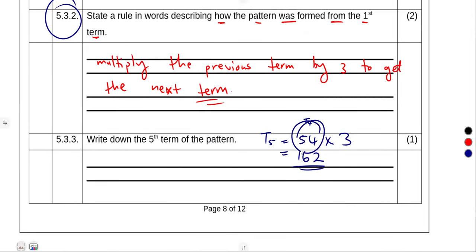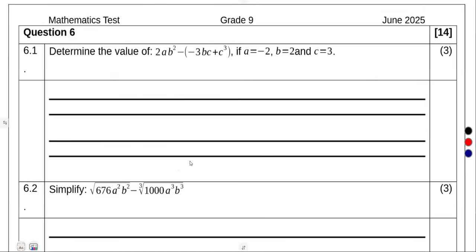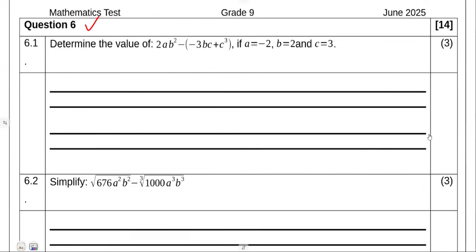So that's it. The previous term, which is T4, represented by 54, we have it. Then times 3, you are going to obtain the next term, which is actually the fifth term. So that was the idea for that one. You are done. Moving on to question number 6.